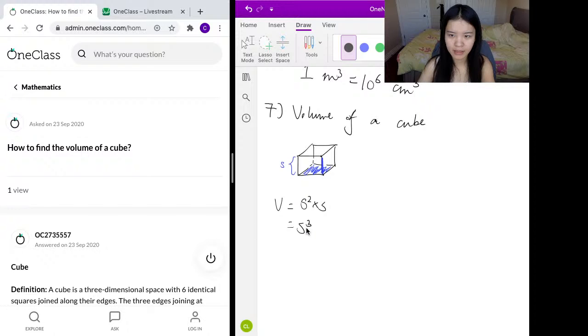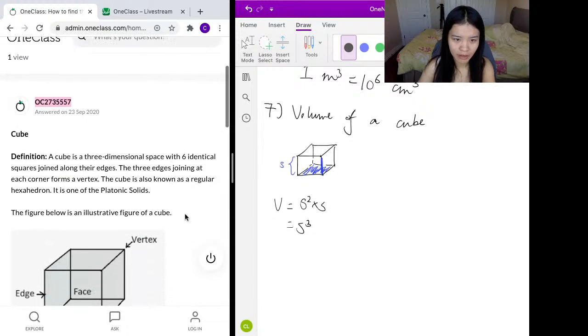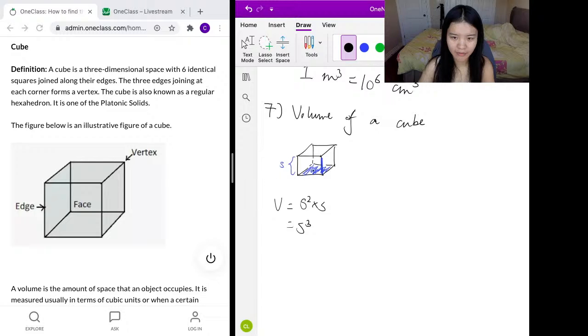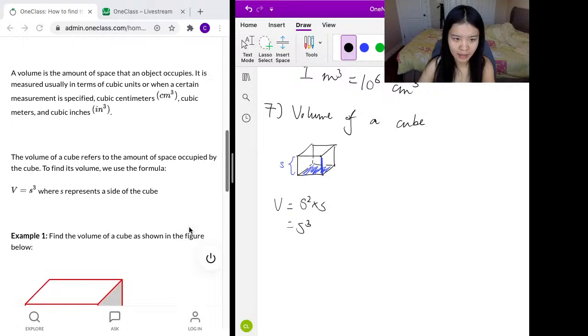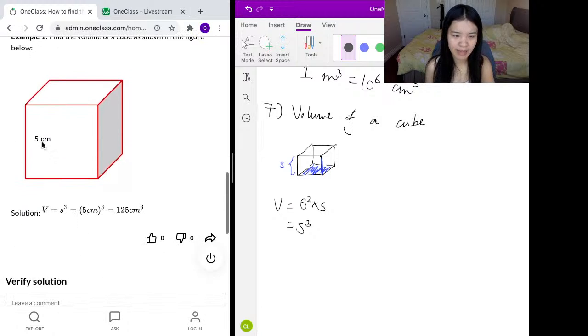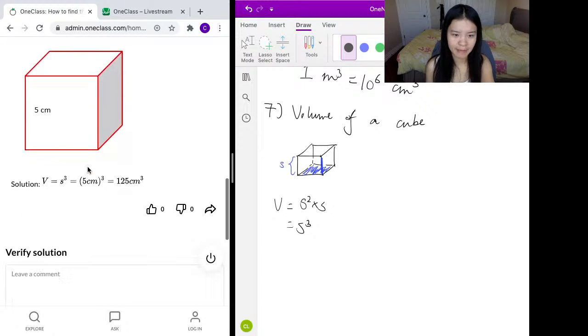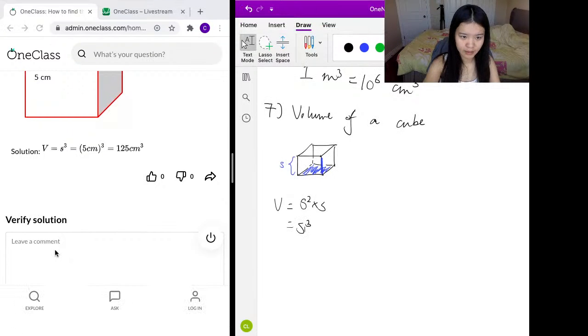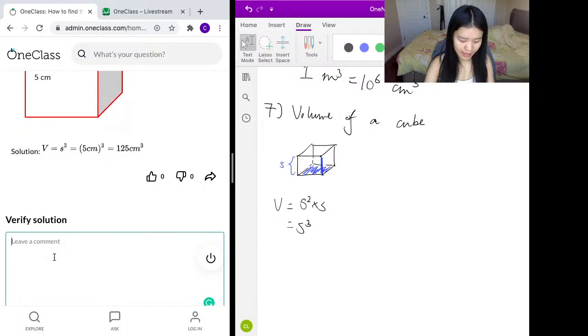Now let's look at the sample solution on our left. How do we find the volume of a cube? Again, they had an illustrative figure, like our figure of a cube. And yes, this is just how we find the volume of a cube. They also provide an example, which is a really straightforward example. Wonderful. The solution is correct.